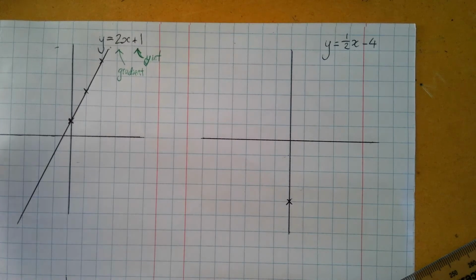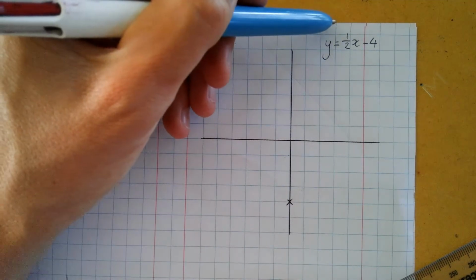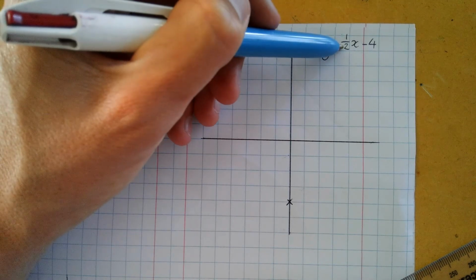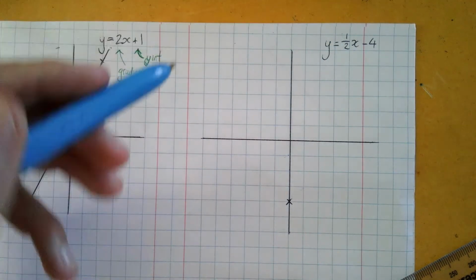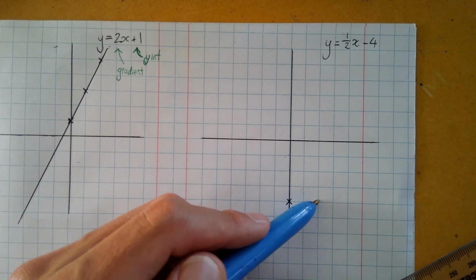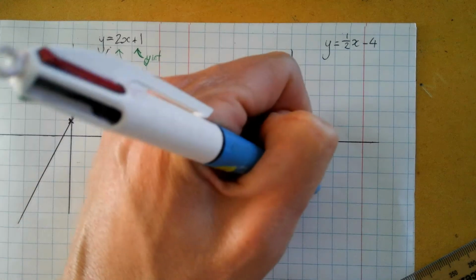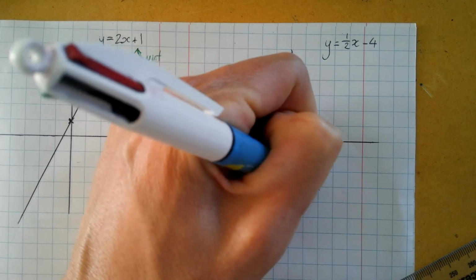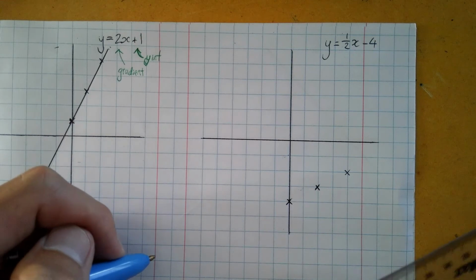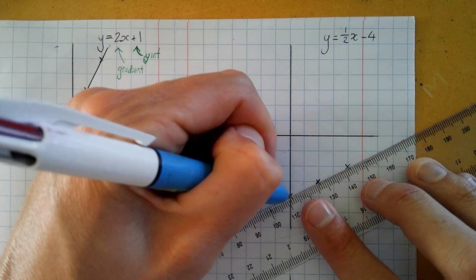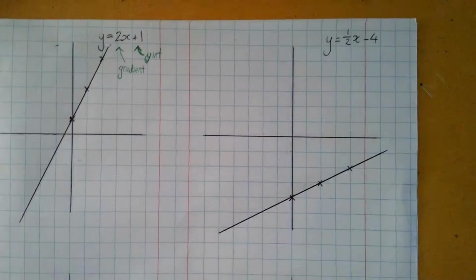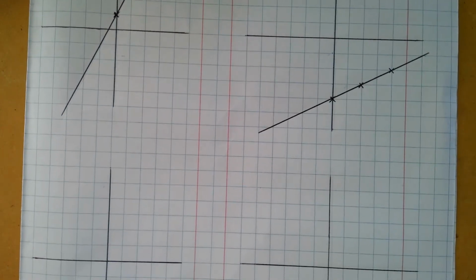So the way I like to do it, especially when you have a fraction, is to look at the fraction and remember what this represents. Remember, a gradient is rise over the run. So what that means is we're going to run 2. We're going to go across 2, and we're going to rise 1. So we go across 2 and up 1. And across 2, and up 1. So then when we rule the line through them, it'll look like this.